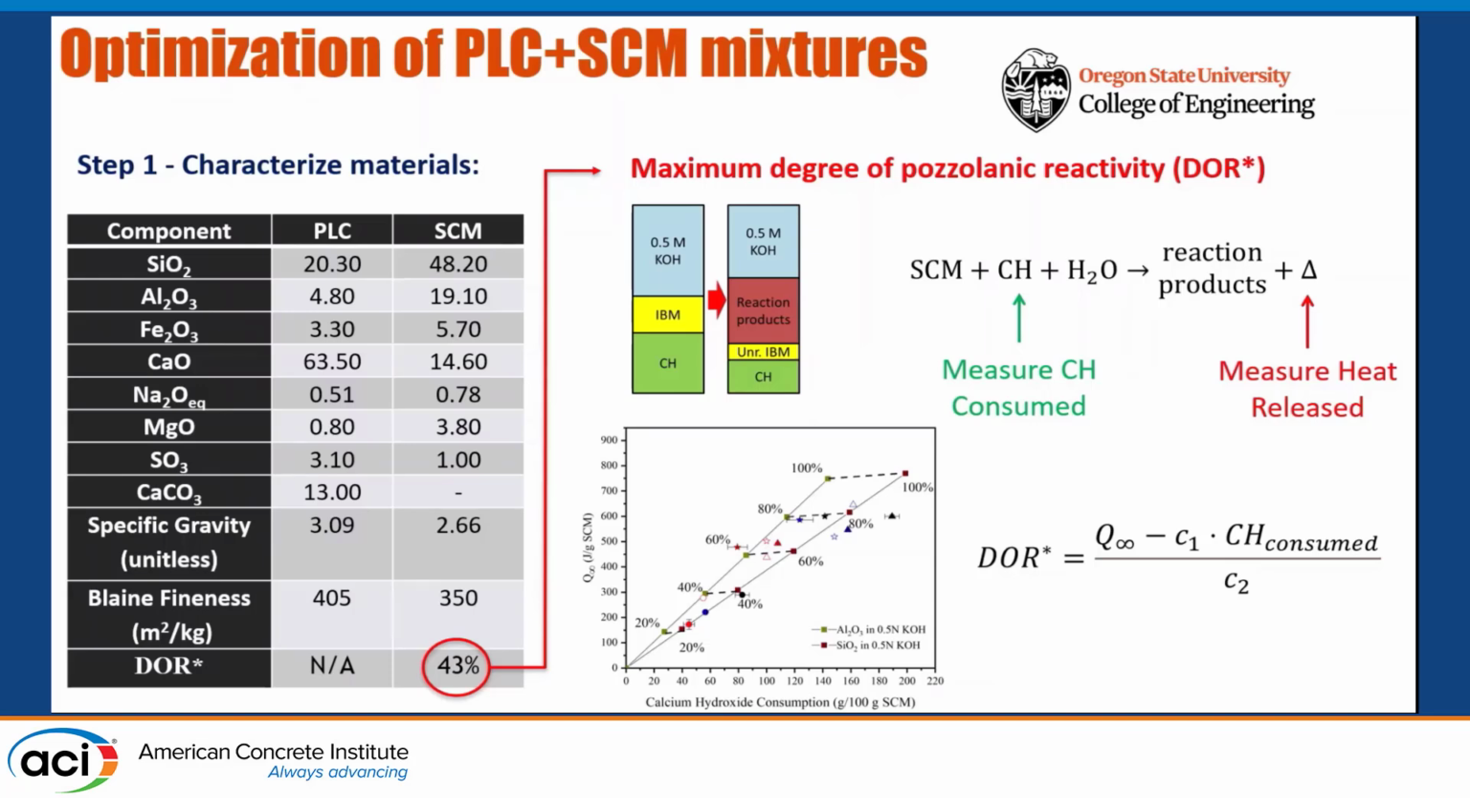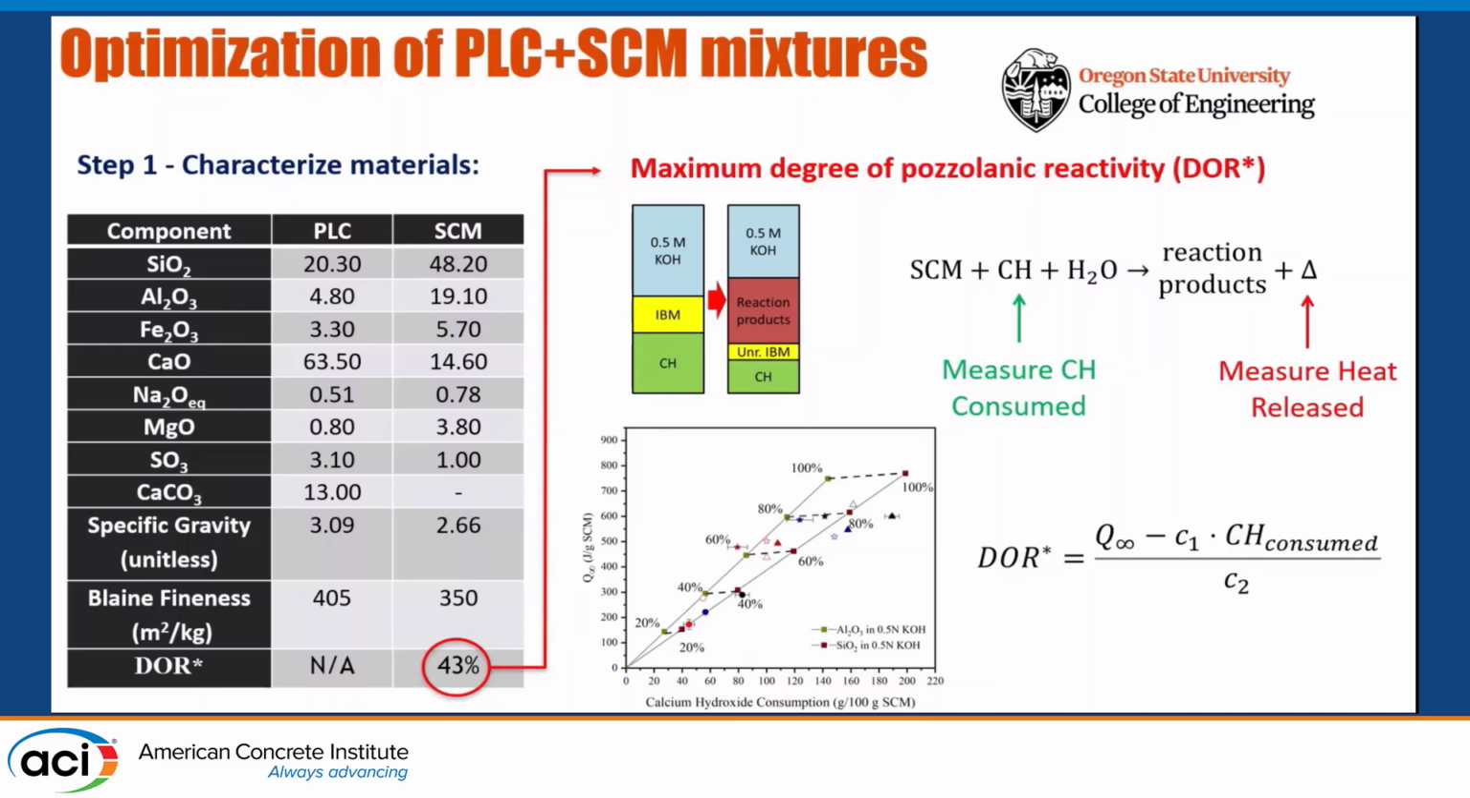So I'm going to take you through a step-by-step approach on how we use this framework to actually optimize a mixture with PLC and SCM, ideally containing a reactive alkali phase. In step one, we characterize our materials. What does that mean? You have to run some XRF or chemical composition analysis. You have to know your PLC composition, and you have to know your SCM composition. You can see that this SCM has quite a bit of alumina in it.